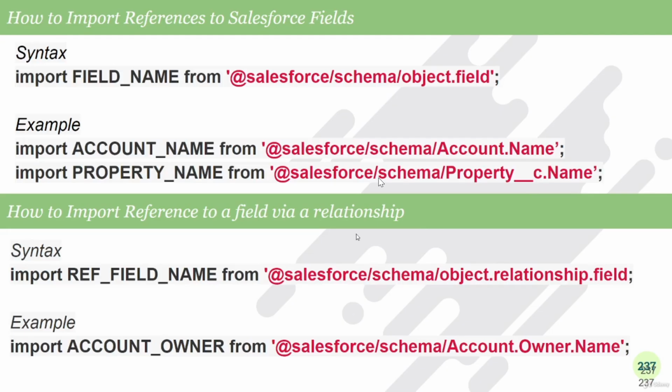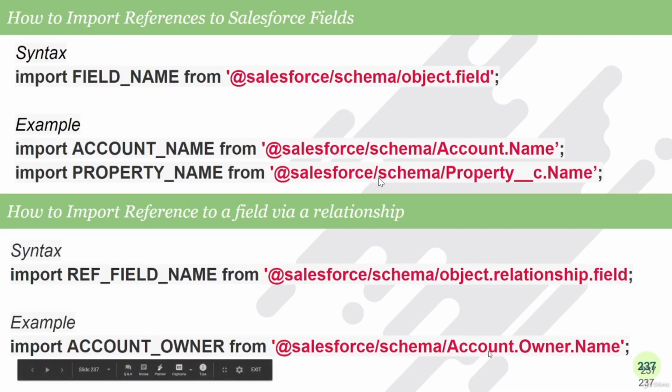And if you have a relationship in the field and you want to import that, then you need to write object dot relationship dot field. And for this example, you can use Account as my object.